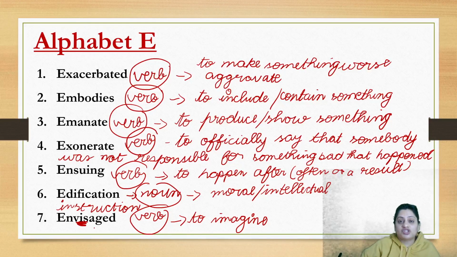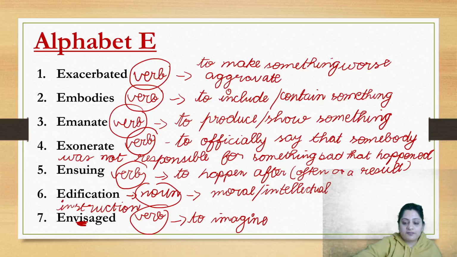So hint is vision, envisage something, to imagine something, to think about something that can happen in future. Train fare increase of 15% are envisaged for the next year. In the next year might be that train fares will possibly increase, right? So these are your words with the alphabet E. Moving on to the next one.